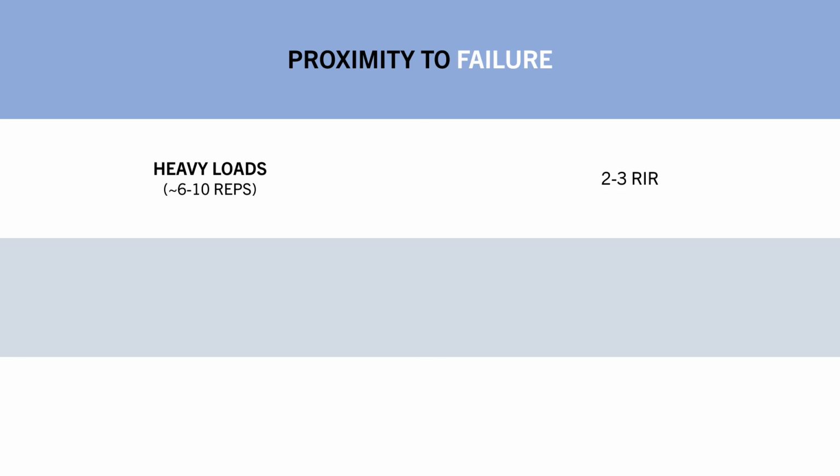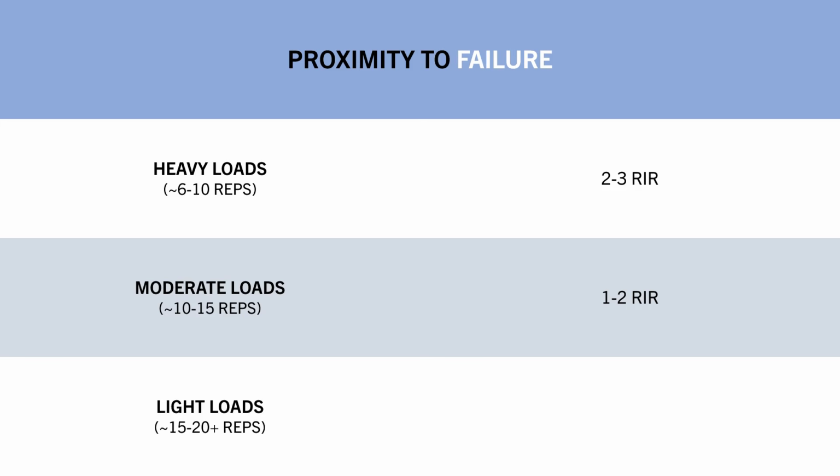When we train with moderate loads in the approximate 10 to 15 rep range, we probably need to train a little closer to failure to ensure all muscle fibers are trained, probably around 1 to 2 reps in reserve. And with lighter loads in the approximate 15 to 20 plus rep range, we probably need to train very close to failure to ensure all motor units are recruited and all muscle fibers are trained, probably around 0 to 1 reps in reserve. Next, let's discuss frequency.